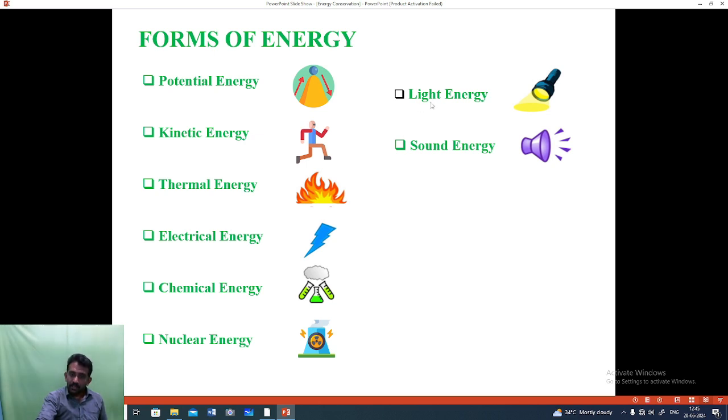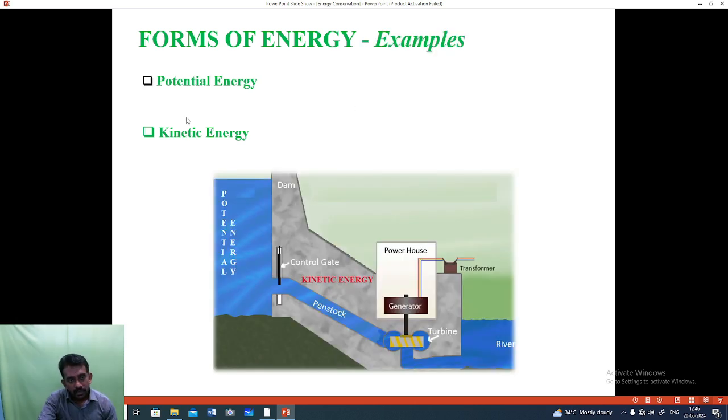So light energy in present days plays an important role. And coming to the sound energy, the major applications are sonar. So a lot of acoustics-based technologies are there. So these are the various forms of energy, and this energy in turn should be conserved.